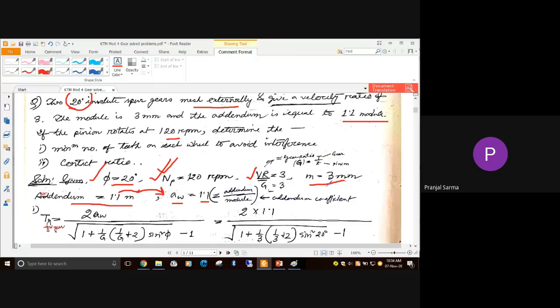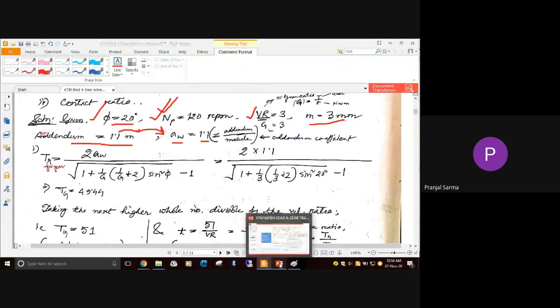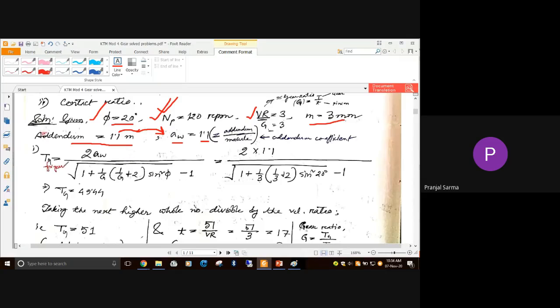Next, what they are asking is, from this data you have to find out the minimum number of teeth on each wheel to avoid interference. So in that case, if you recall the previous expression, we have standard expressions for finding the minimum number of teeth on the gear as well as on the pinion so as to avoid interference. This standard expression we can directly utilize, and that is what we are doing here. So we have the minimum number of teeth for the gear which will be required to avoid interference, T with suffix z, z for gear.